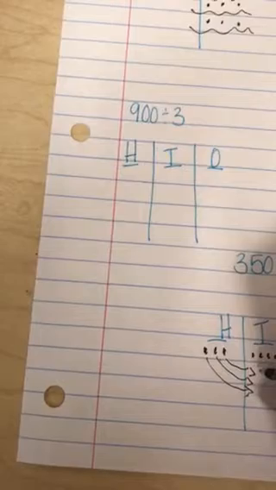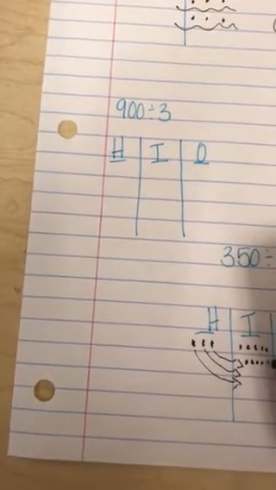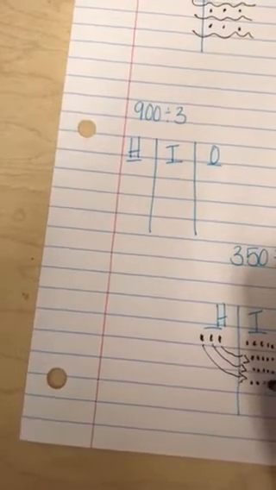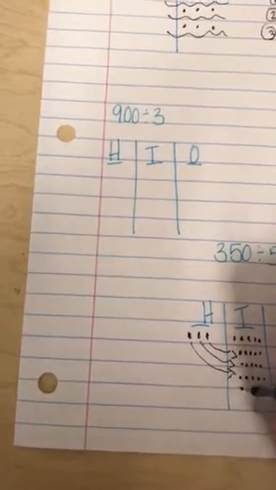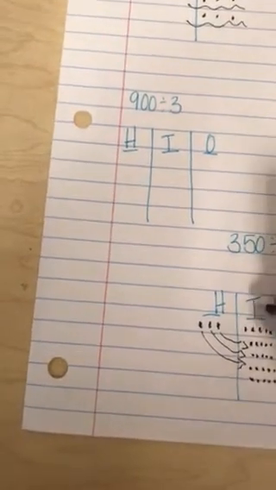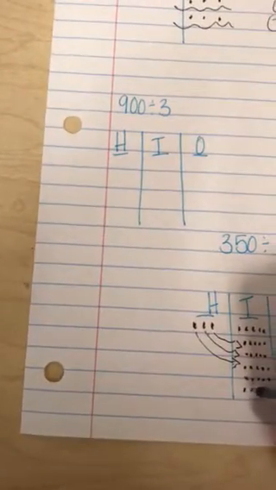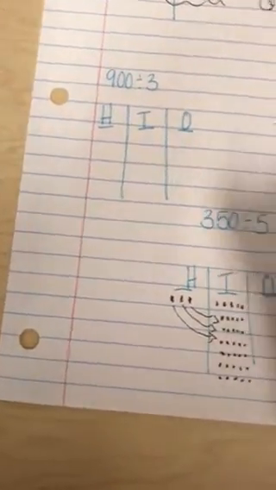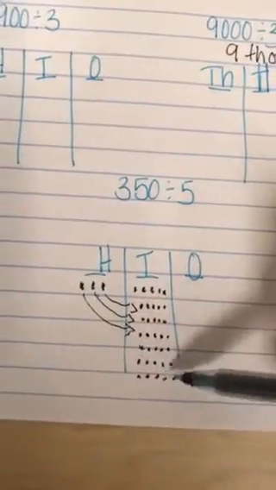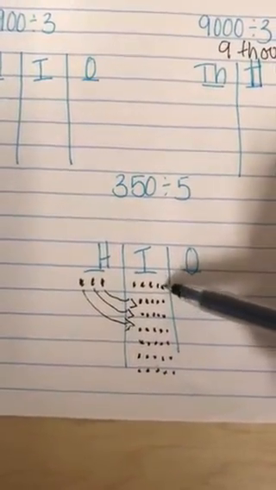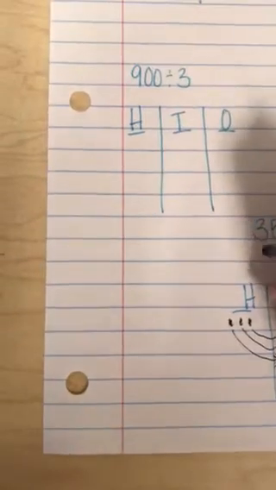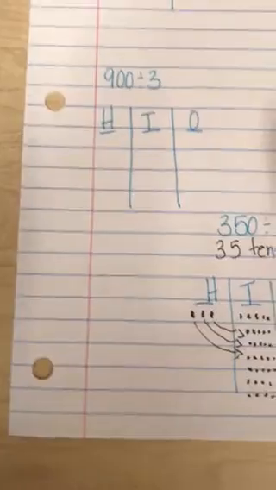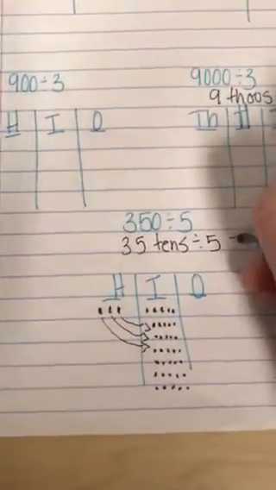So I will have a group of 10, another group of 10, and another 10. So I have 10, 20, 35 tens. So I can write this in unit form. 35 tens divided by 5 equals what?